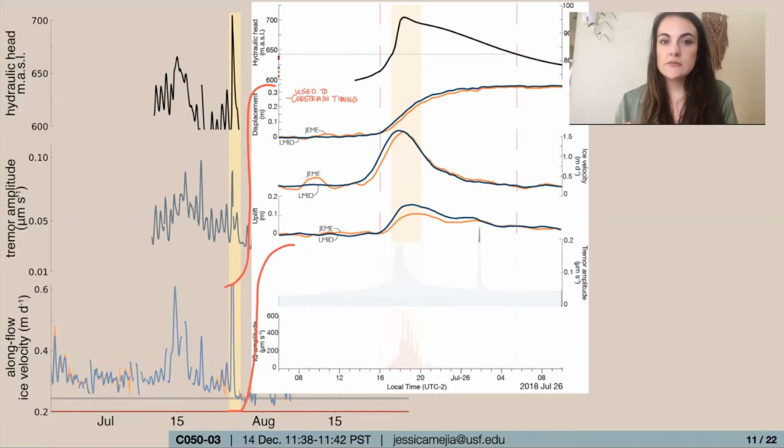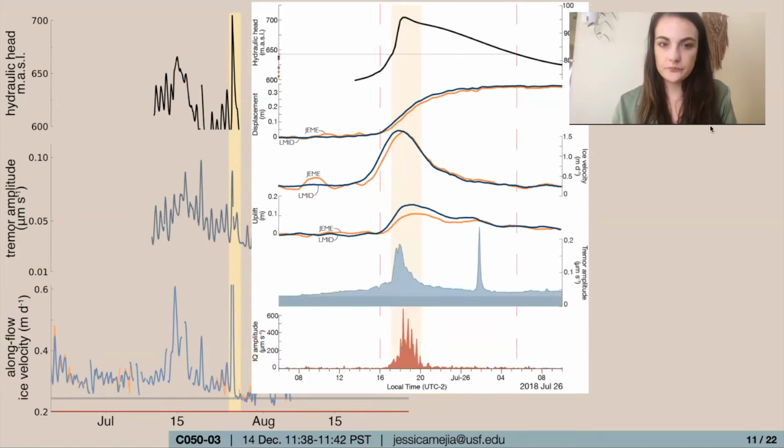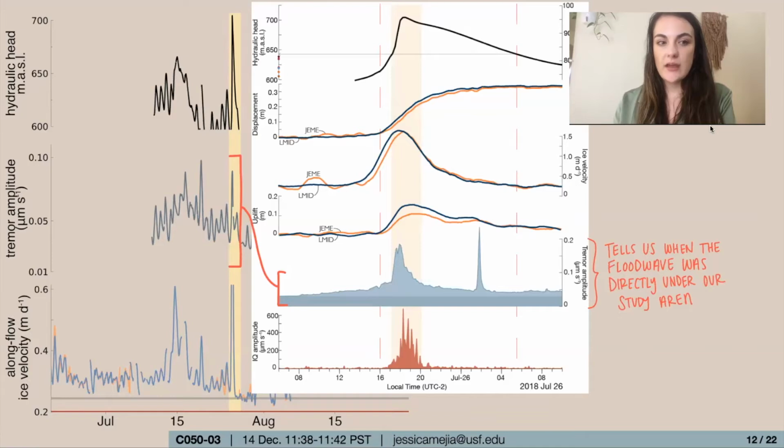So in the top panel, we show along flow ice displacement. This allows us to more accurately see the timing of the velocity increase and decrease at the site. And then at the bottom, we have uplift. In the last two panels, we have observations from our seismic station. We have tremor amplitude in blue. Importantly, the tremor amplitude is going to tell us when the flood wave was directly under our study area. Then at the bottom, we have ice quake amplitude.